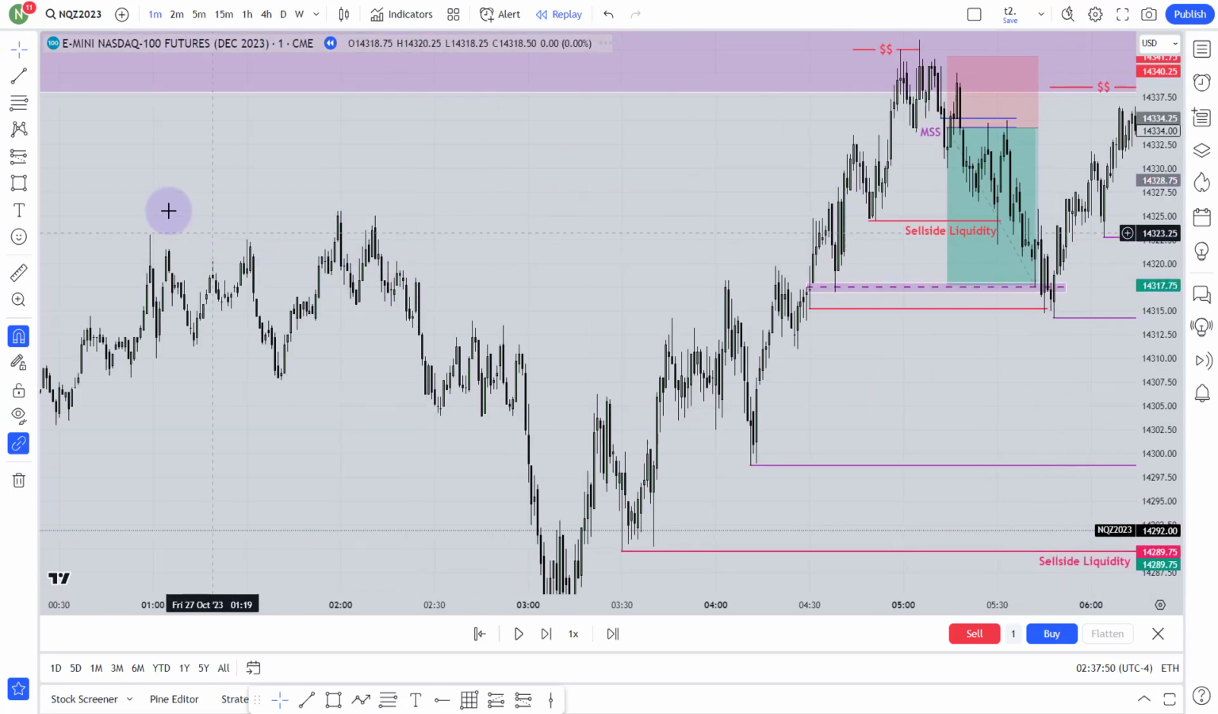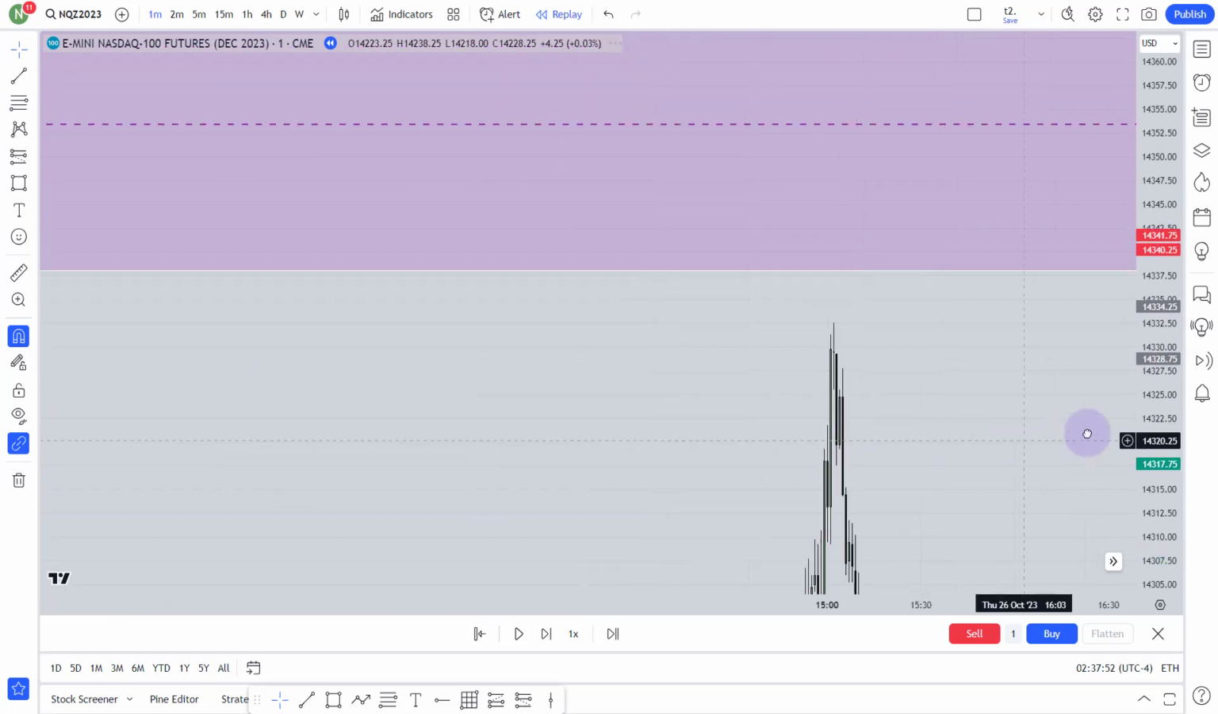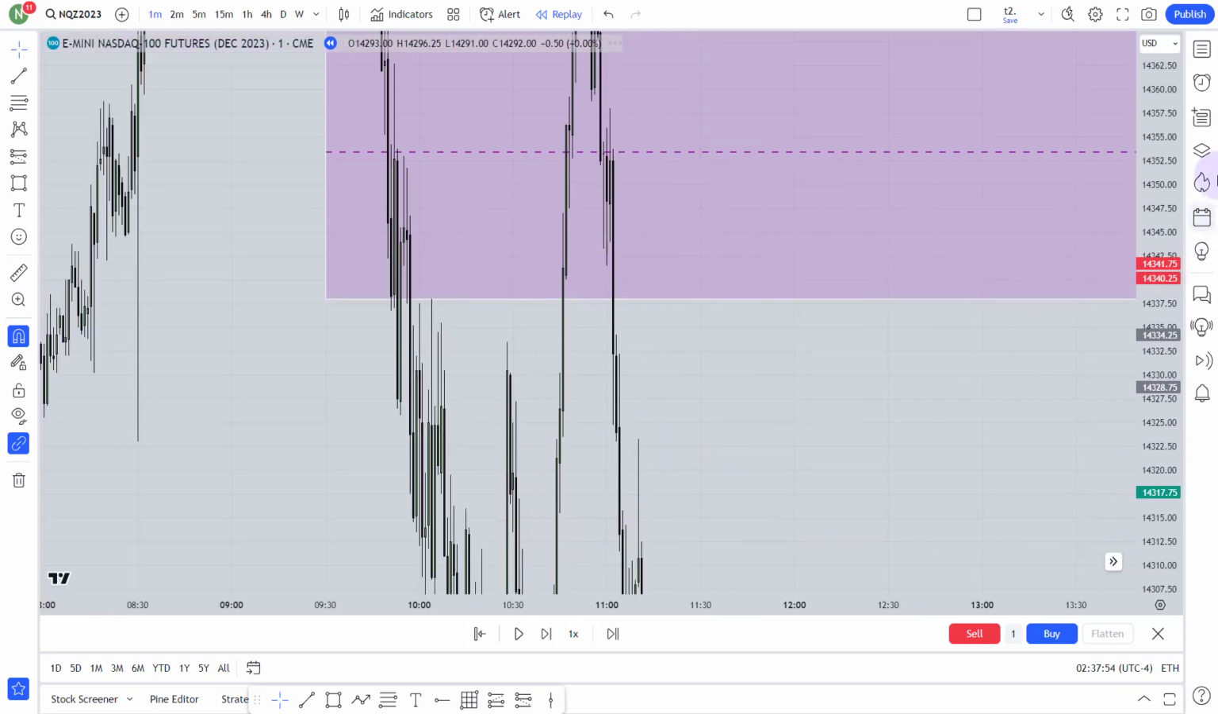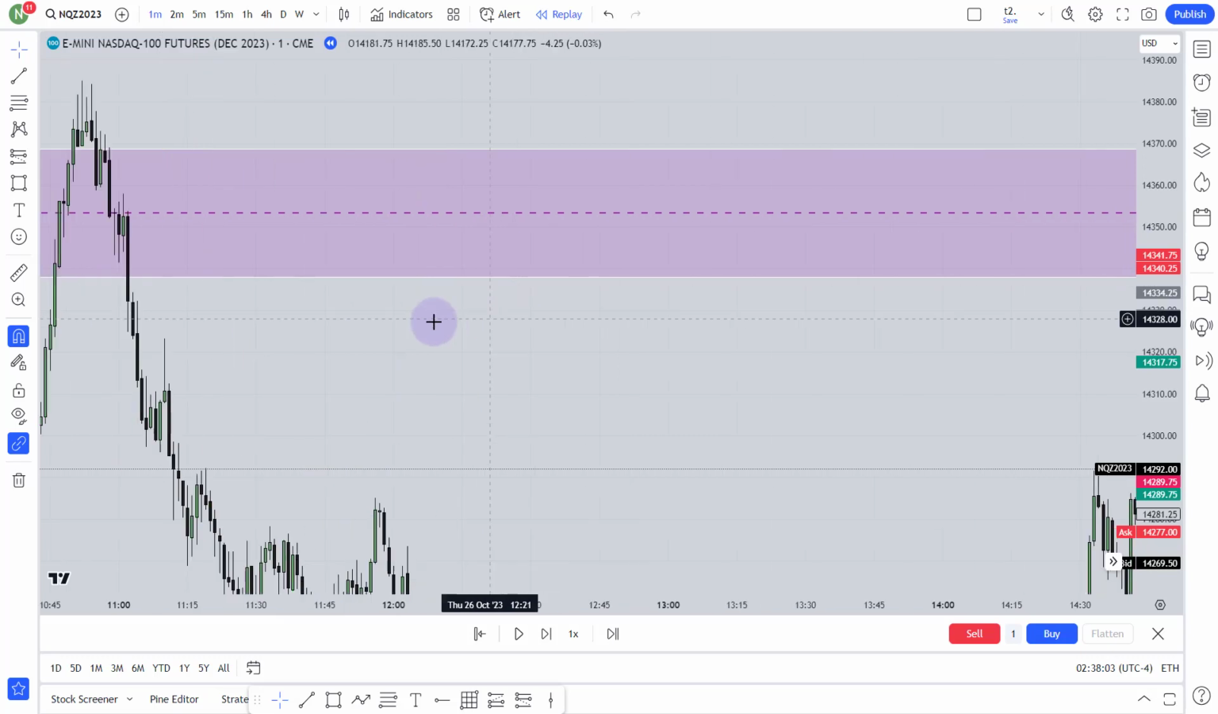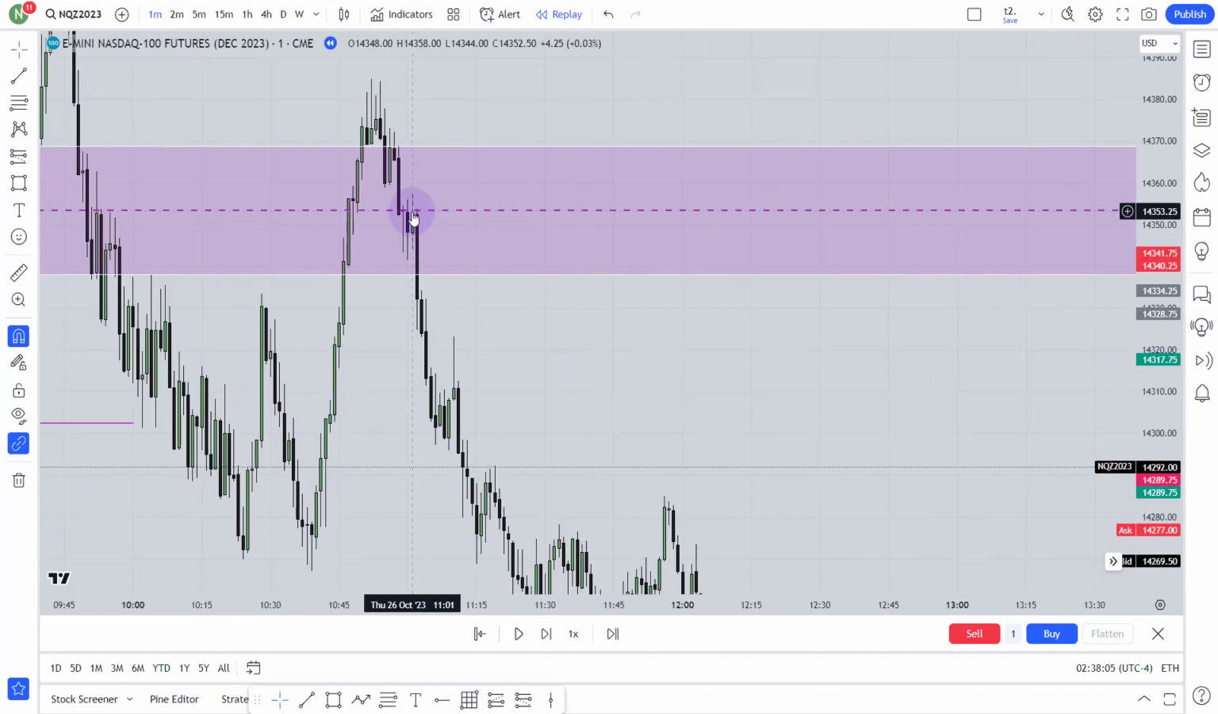Okay, now I would like to show you in the 1-minute chart how it has been rejected from the consequent encroachment. Okay, so this is the first time when price actually came here. Look at the candles over there. Everyone is rejected from the consequent encroachment. Nobody closed above the consequent encroachment, and this is the fake breakout.